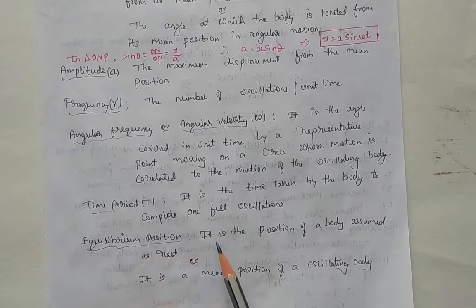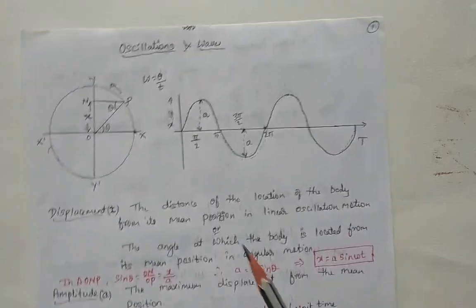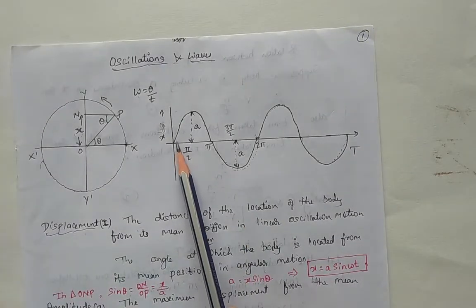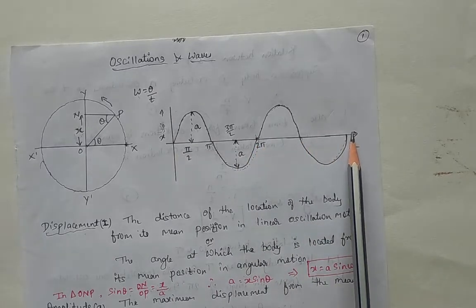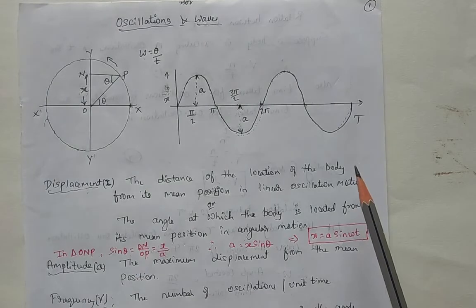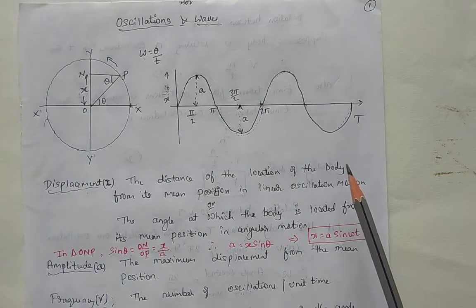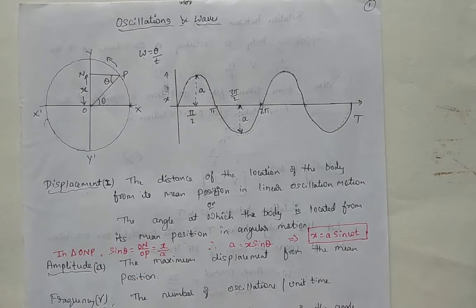Then comes the equilibrium position. What is equilibrium position? It is the position of a body assumed at rest. Whenever the body is at rest, whatever that position, we call it equilibrium position, or even the mean position of an oscillating body. Here you can see this particular line, it is the equilibrium position. So these are a few of the terminologies which are associated with the waves.